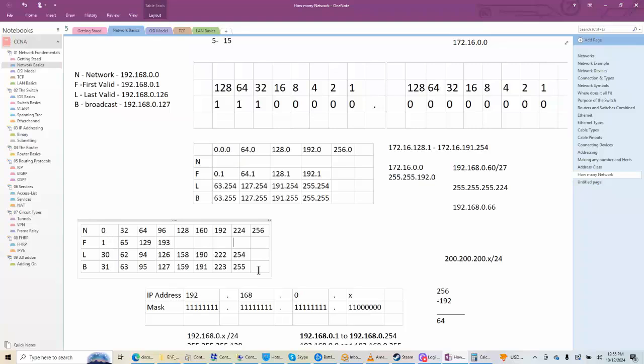All right, and then our first valid host is 225, 193, 161, 129, 97, 65, 33. Okay, and now we're done. 1, 2, 3, 4, 5, 6, 7, 8. Okay, so we know 62 cannot talk to 66.